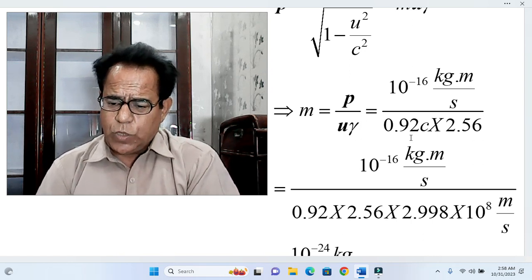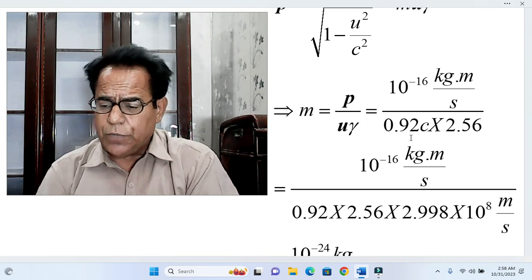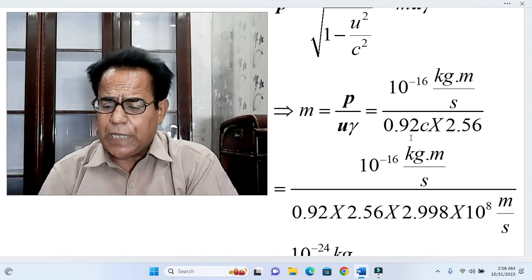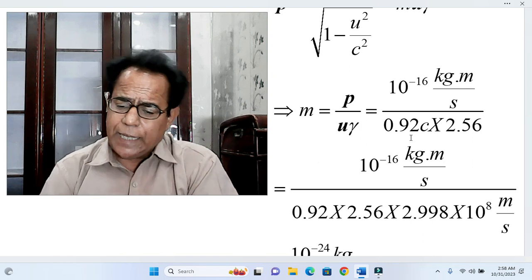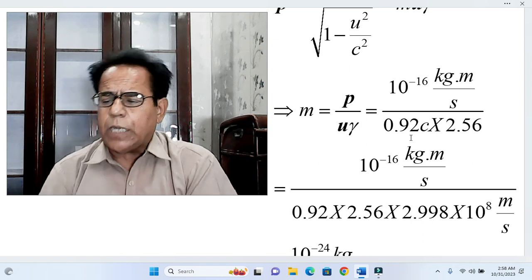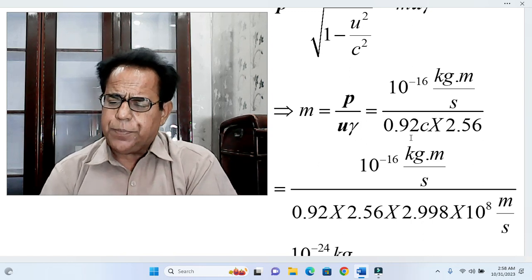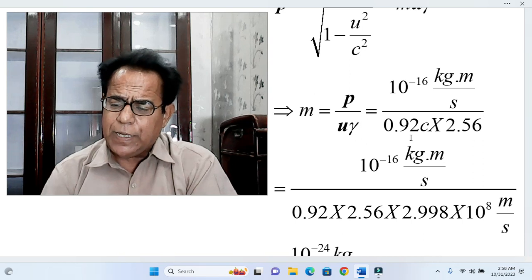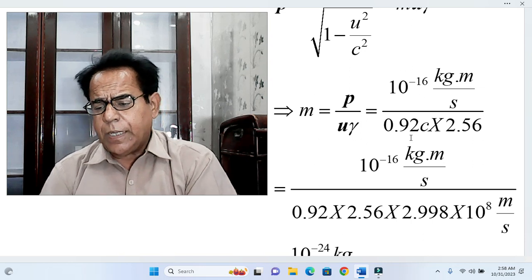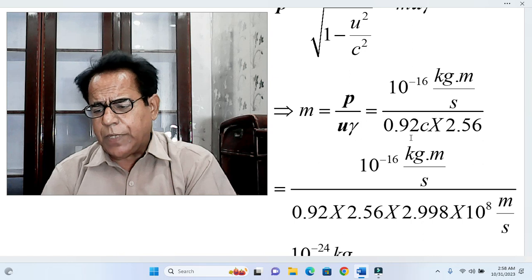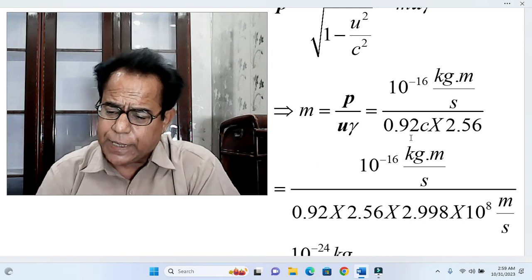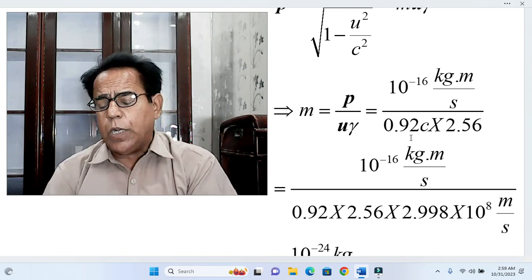What we have done here is put the value of c. In the previous step 0.92 c was written, but here we have replaced c by its value, 2.998 into 10 raised to the power 8 meter per second. In the next step we will simplify these values. It is clear that meter per second in the numerator will cancel out with meter per second in the denominator, and our unit will become only kilogram.